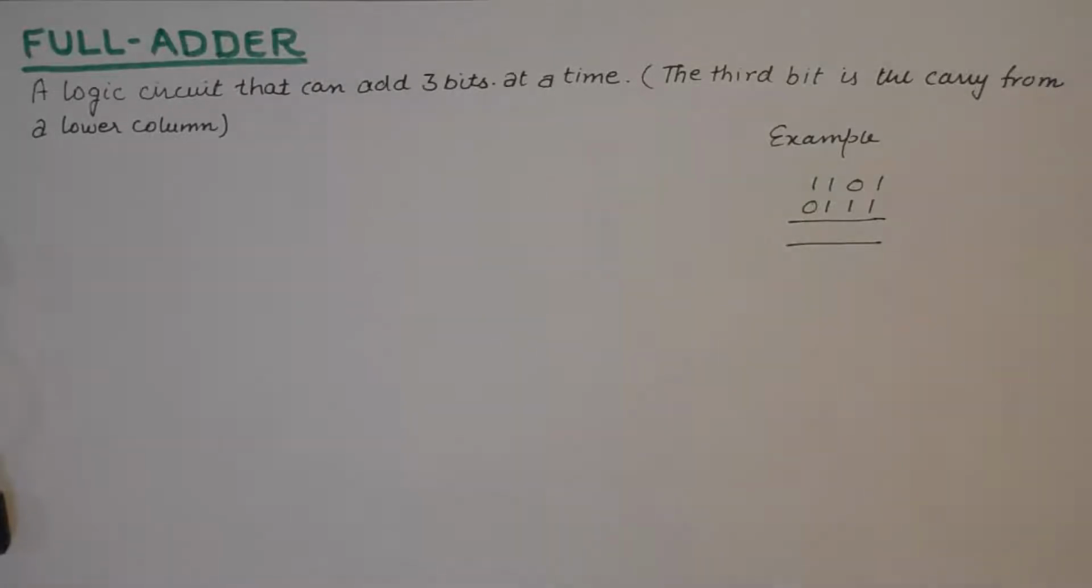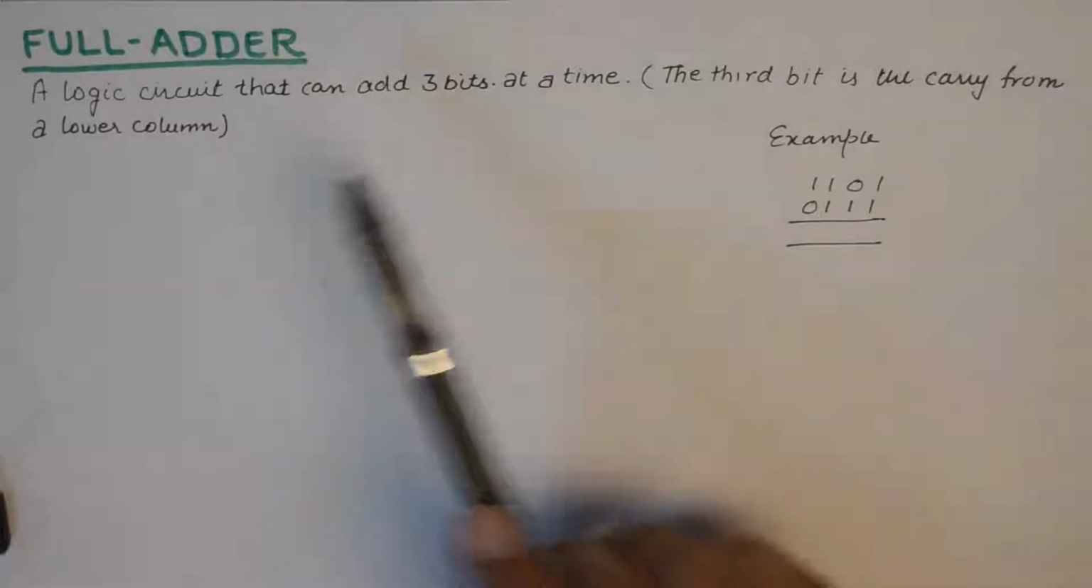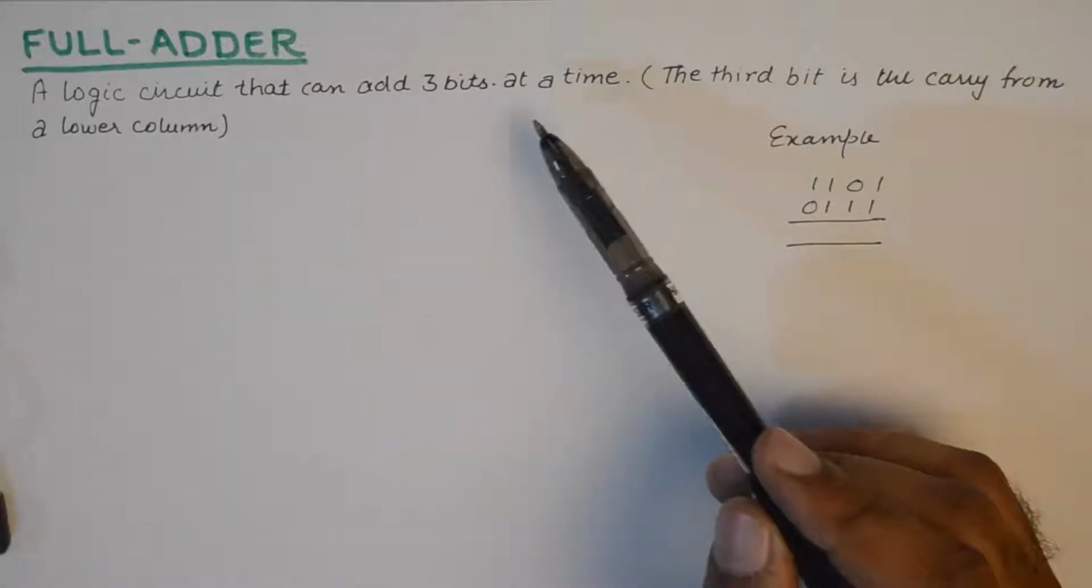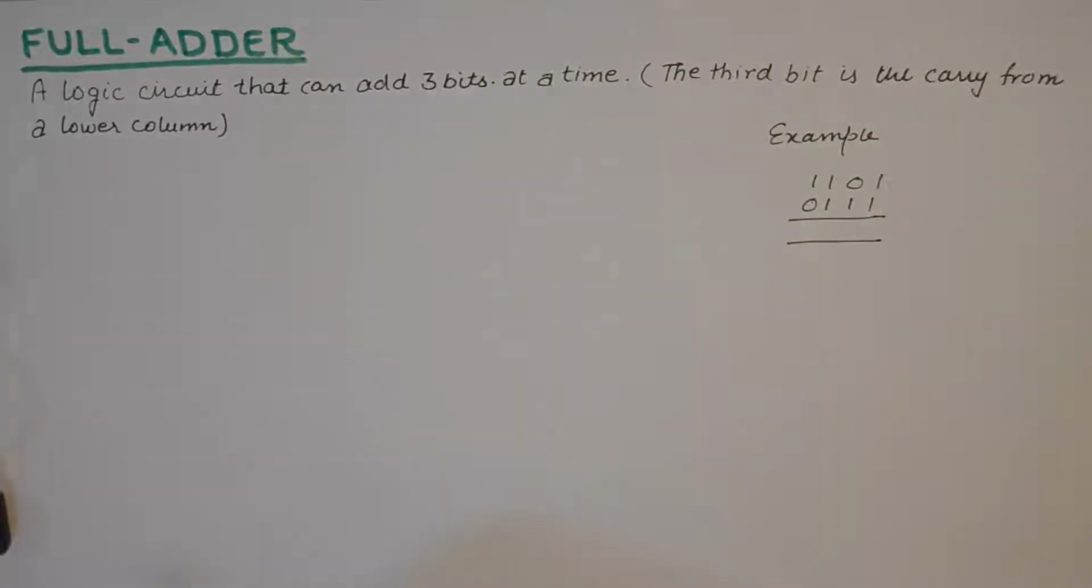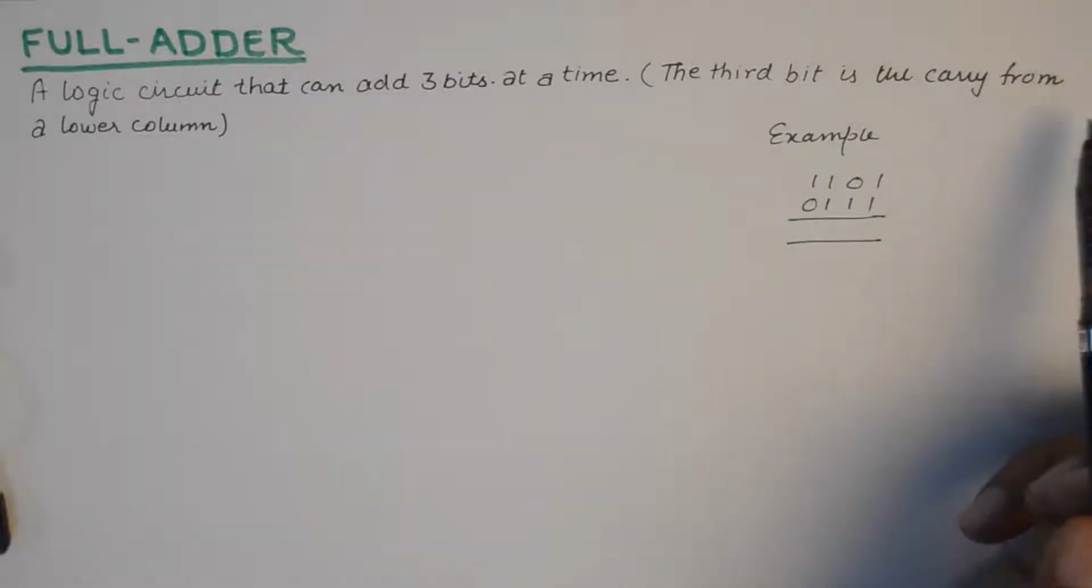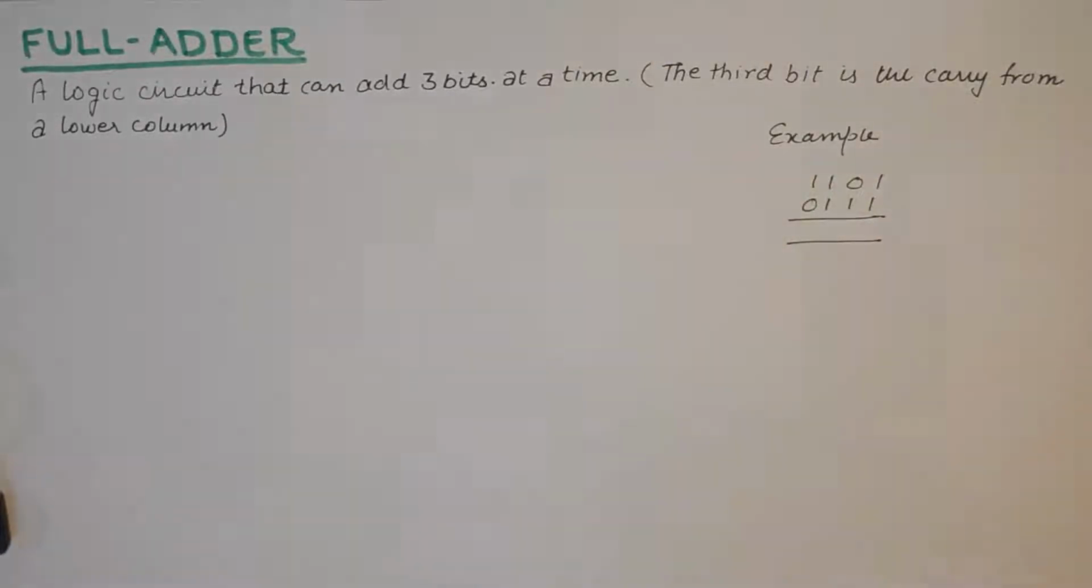In the previous tutorial we discussed half adder. A half adder is a combinational circuit that adds 2 bits. On the contrary, a full adder is a logic circuit that can add 3 bits at a time. And the third bit is the carry from a lower column. Now what does that mean? We'll inspect in a moment.